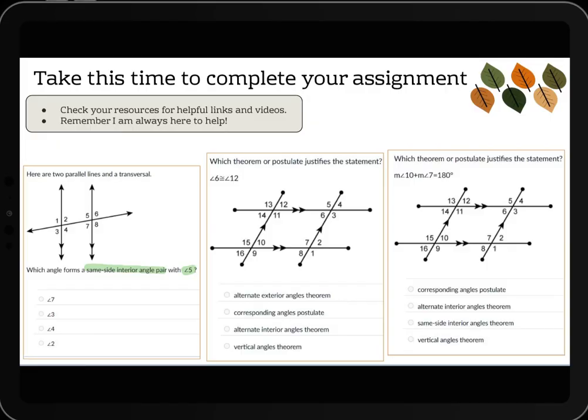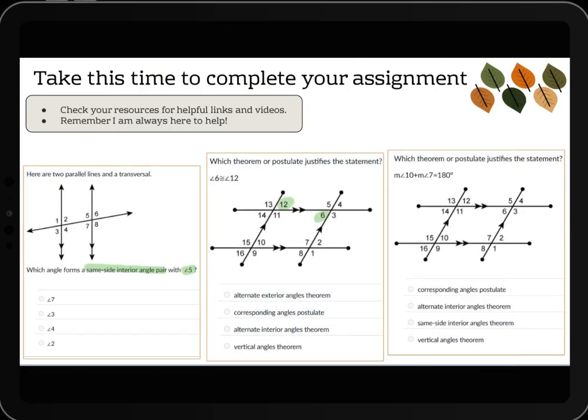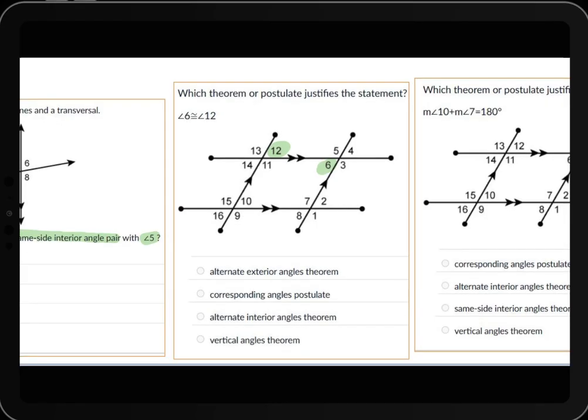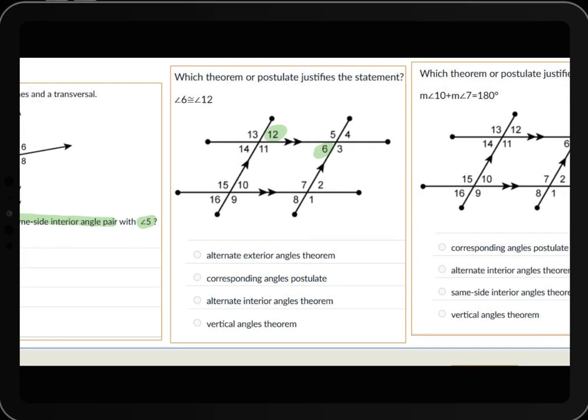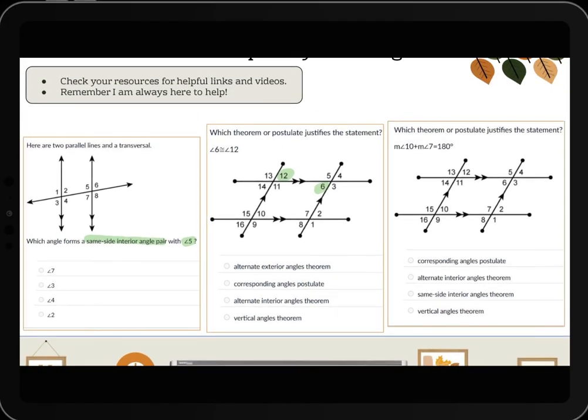Which theorem or postulate justifies the statement angle 6 is congruent to angle 12? Okay, that's very similar to this example right here. What you need to think about with angles 6 and 12 on your problem is what type of angle relationship those two angles have. What transversal do they both belong to? That can help you determine what type of angle relationship they have.